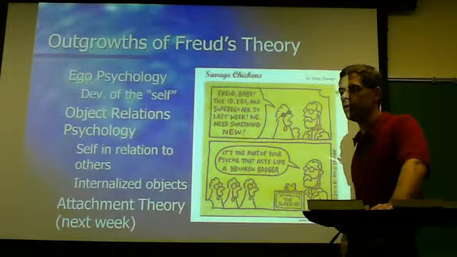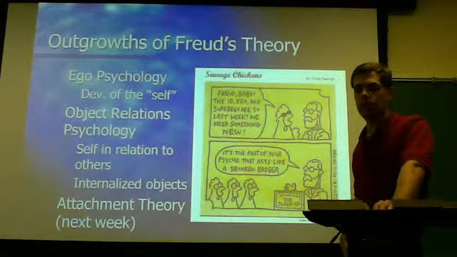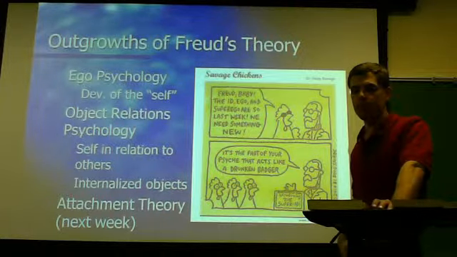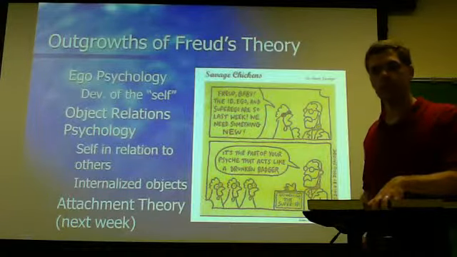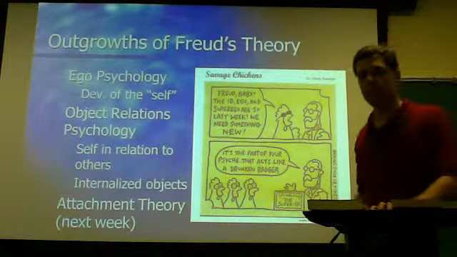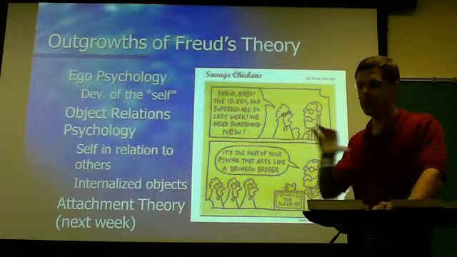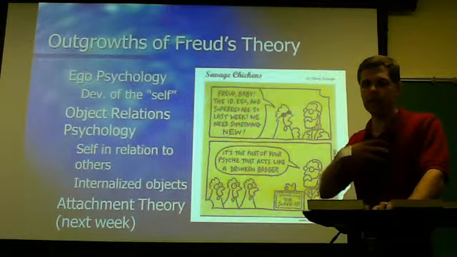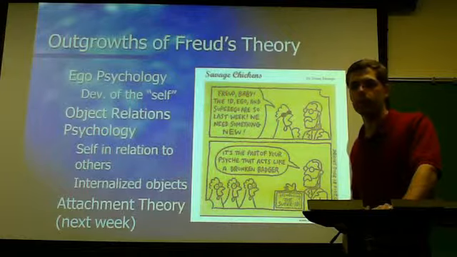Ego psychology was really formed by Freud's daughter, Anna. The big emphasis on ego psychology is how is the self, the ego, formed, and how is it defending itself against the outside world impinging upon it? And how is the self impacting the world, and how does the world impact the self? That's essentially ego psychology, and it focuses a lot on defense mechanisms.